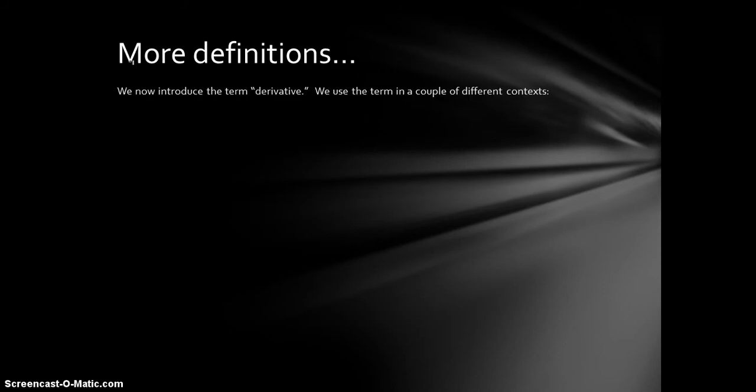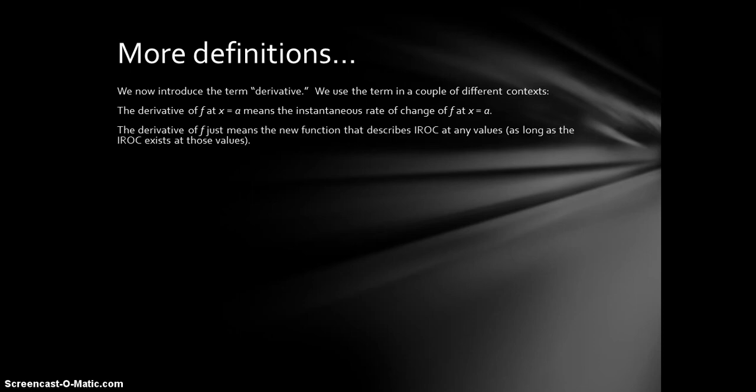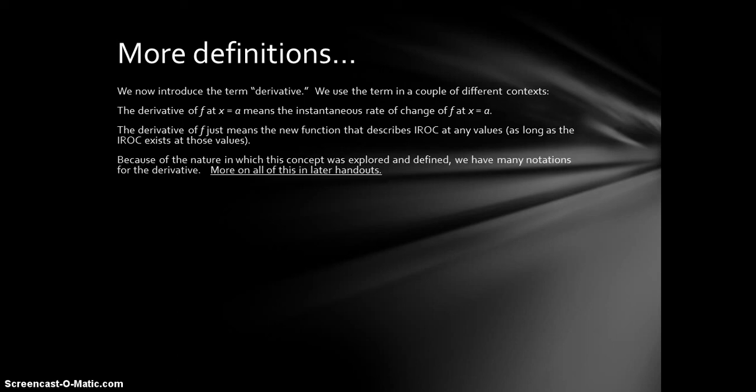So we now introduce the term derivative, which is often used to describe a function of our instantaneous rate of change for another function. We use this in a couple of different contexts. The derivative at x equals a means the instantaneous rate of change of f at x equals a. Derivative also means the new function that describes the IROC at any value, as long as that IROC exists. Because of the nature of the concept, this subject was explored in many different areas, and because of the different people who helped explore the idea of the derivative, we have many different notations. Let's give you a little bit of a preview of that.